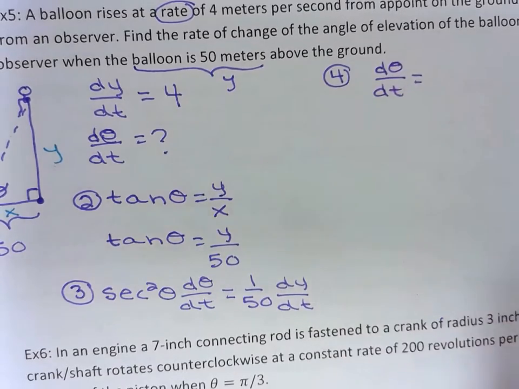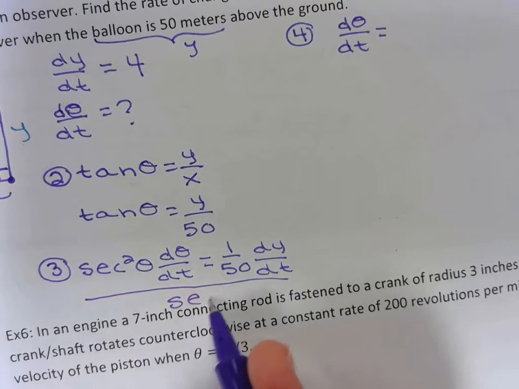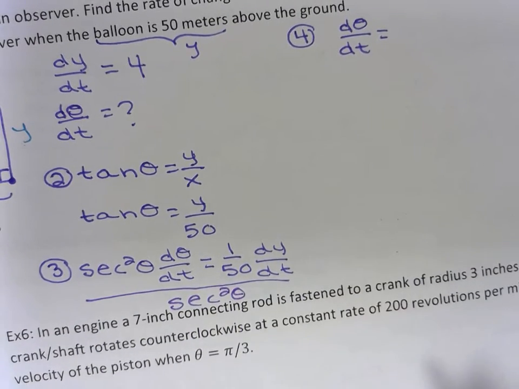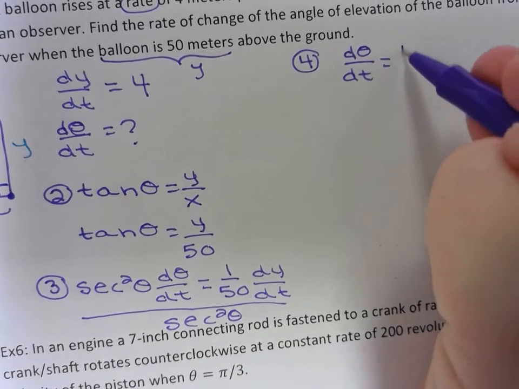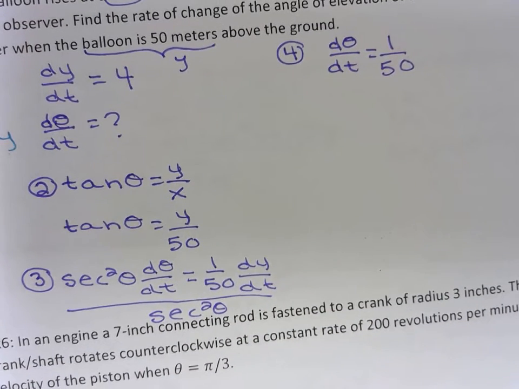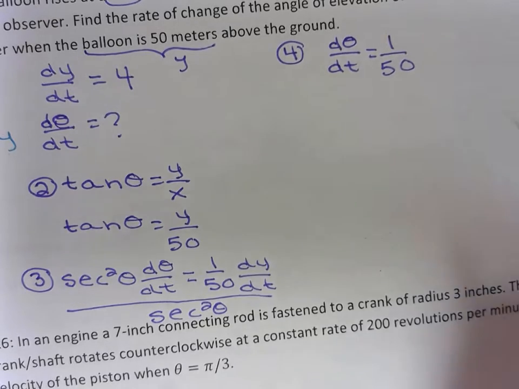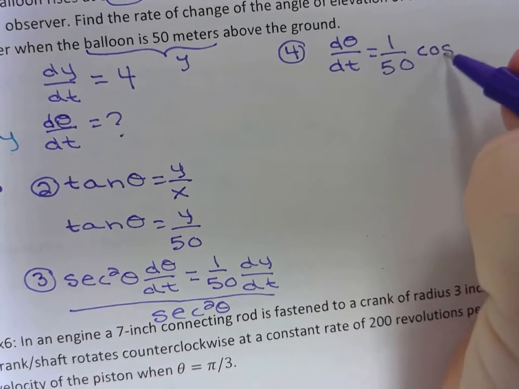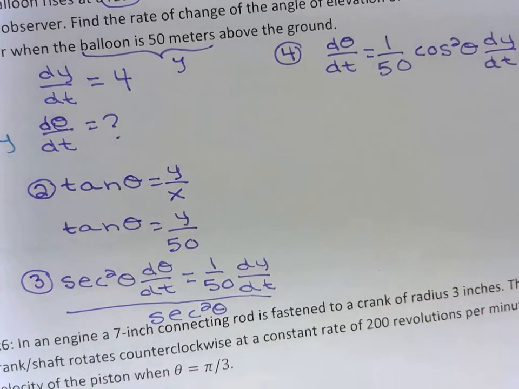So if I solve for d theta dt, I'm going to divide by secant squared theta. If I'm dividing by secant squared, that's 1 over cosine squared. Dividing by 1 over cosine squared is the same as multiplying by cosine squared. So that is the same as multiplying by cosine squared theta, and then I have dy dt. So see what I did there, just to make it a little easier to work with.